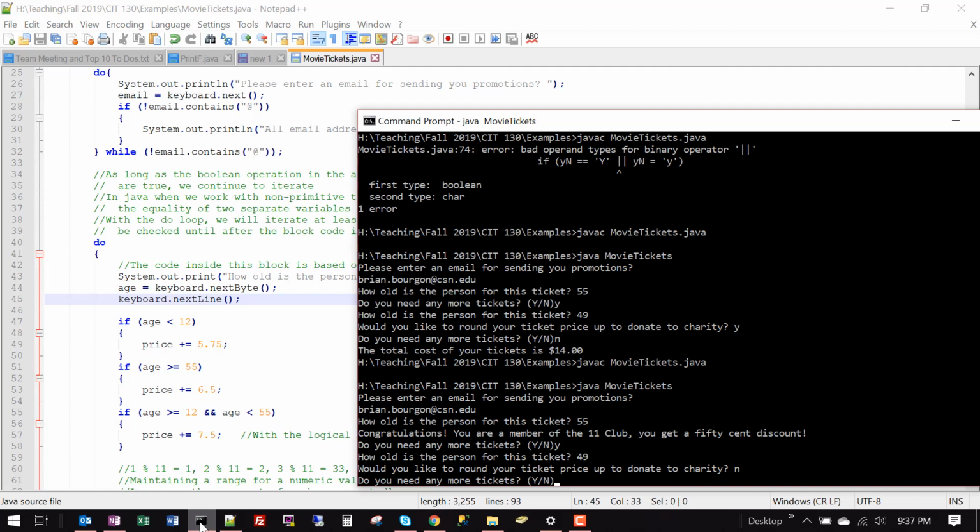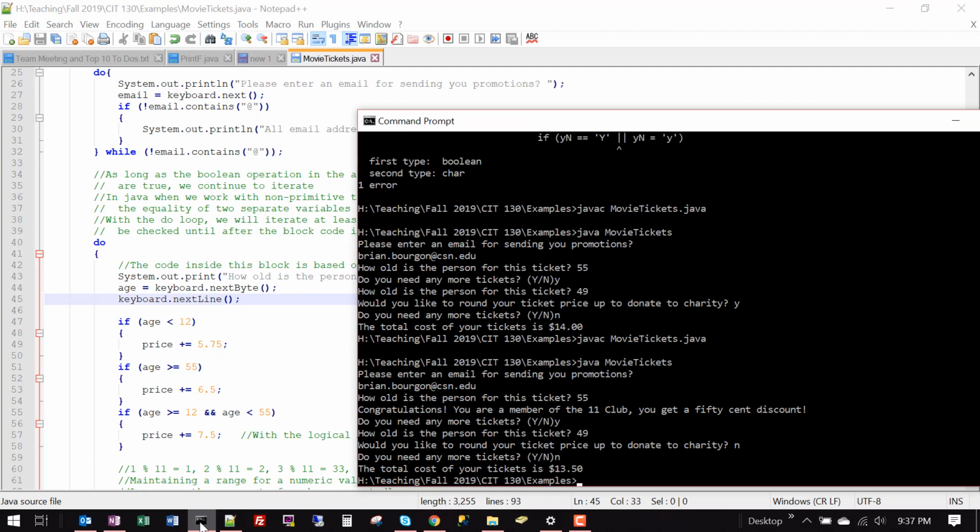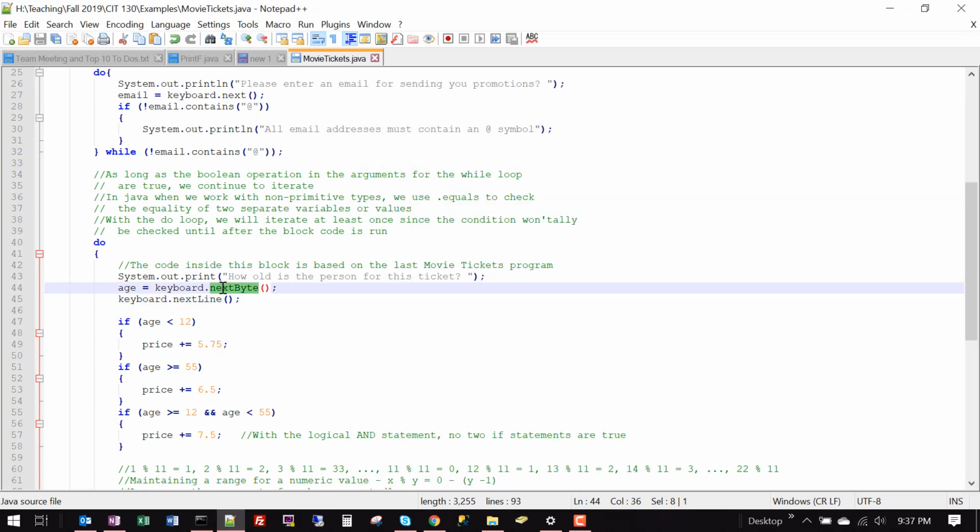This time I didn't round it up, so it'll be $13.50. And I say no. And we see the program worked the same. The point there is that this next byte didn't cause any problems.